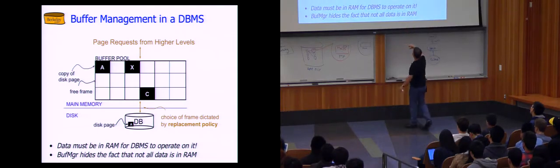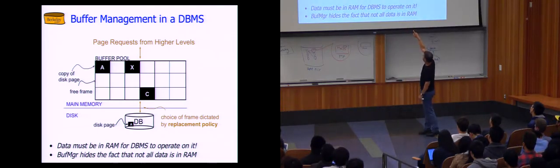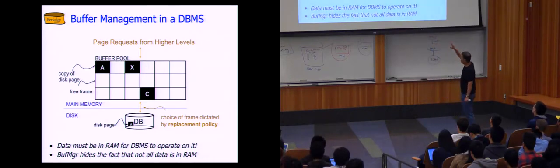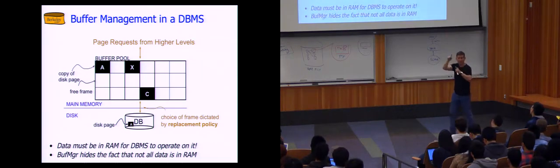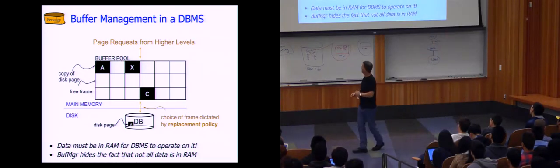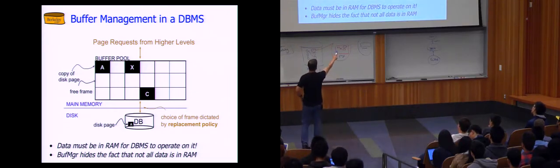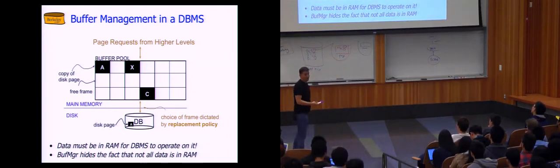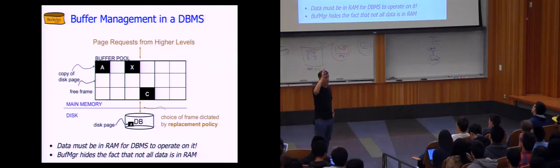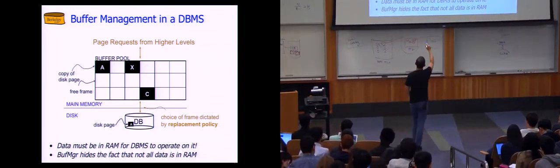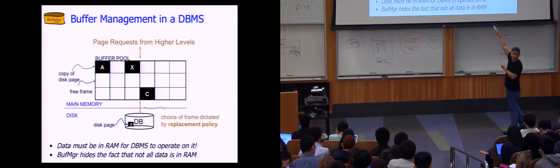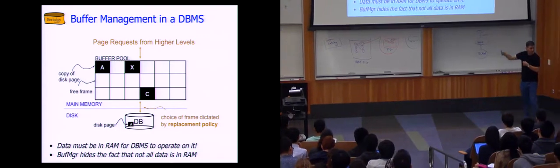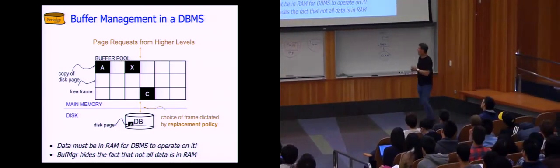So page A might currently be cached in the buffer pool, along with a page X and a page C. They're not necessarily in any particular order in memory in this buffer pool. We're going to be replacing these pages and putting them into frames completely independently. Data has to be in RAM for the DBMS to operate on it. The buffer manager is going to hide this fact, so the upper layers just assume that they can talk about disk pages. But there's going to be a little lookup table on the side of this buffer pool that says disk page A is currently in frame 1 of the buffer pool. And when you access disk page A, it'll actually point you into memory at frame 1.